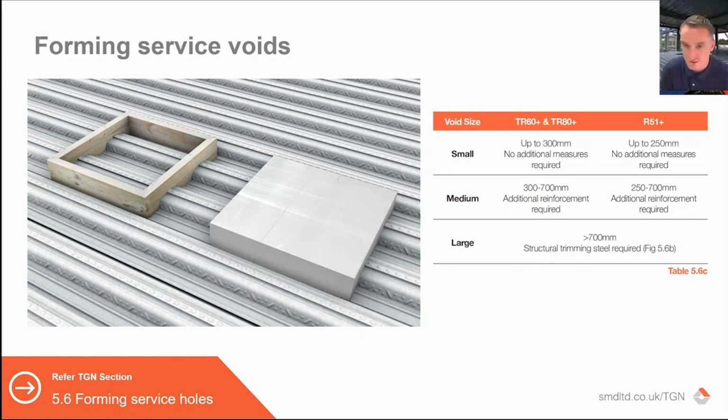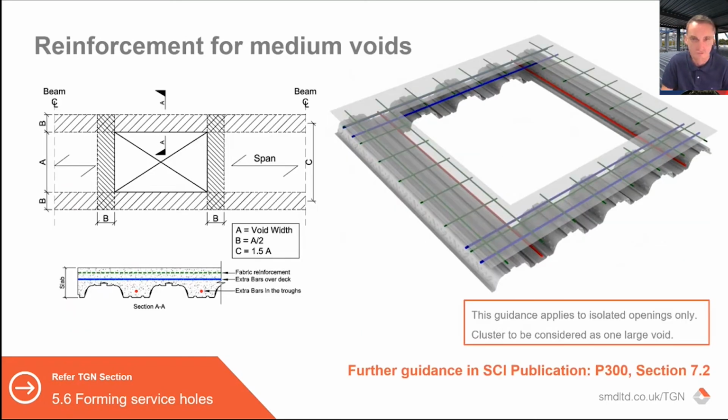They're categorized essentially into 3 types of voids. Small voids, the limit, as you can see on the screen, requires no special treatment. Medium voids you would need to know about early because you have to design additional reinforcement around them. So that's up to 700 mil, and anything greater than 700 mil, we would typically want to see structural trim in steelwork because we would then be forming them with trim. And this is standard, this is SMD guidance, and it's very similar across the industry.